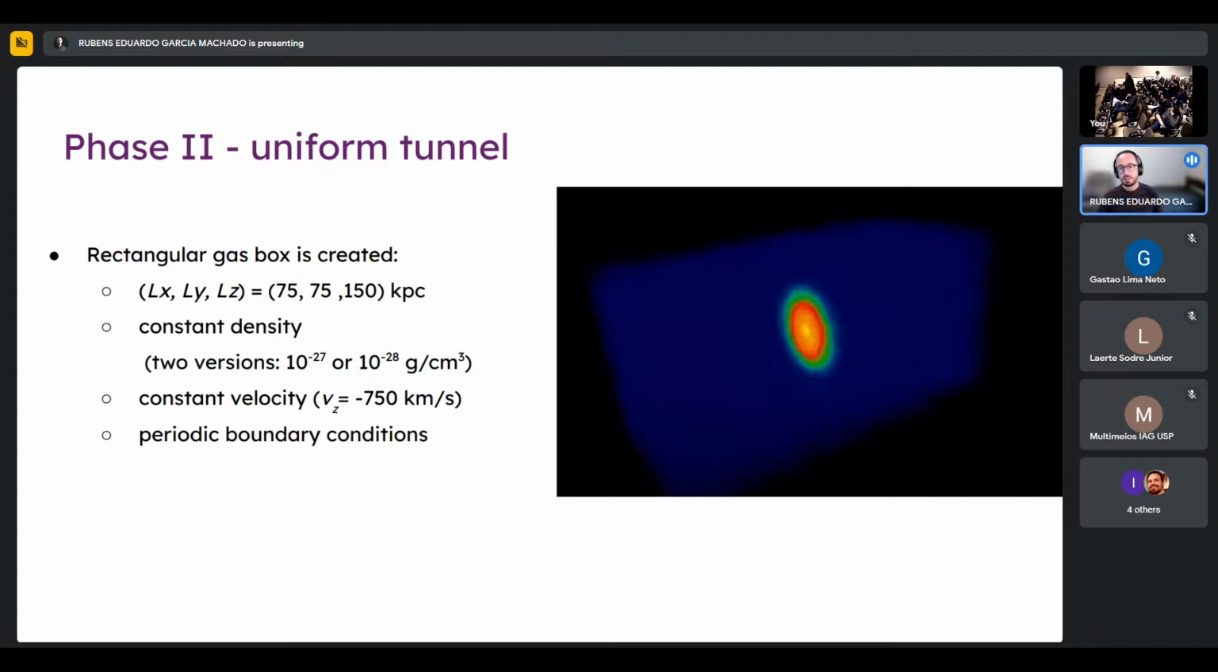This is a box with these dimensions here, 75 by 75 by 150 kiloparsecs. This box holds gas of constant density, and the gas has a constant velocity along the longest direction of this rectangular box. In other words, if the galaxy is placed here at rest in the origin, the galaxy will encounter the wind face on. And this box already has periodic boundary conditions. So this is phase 2.